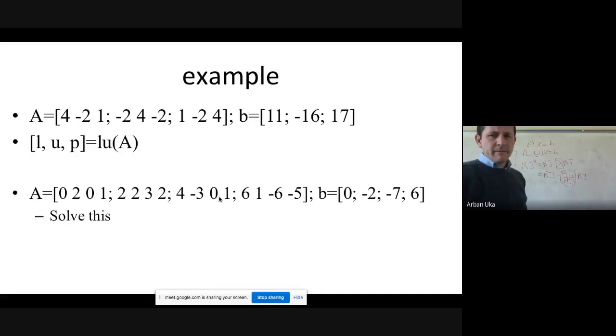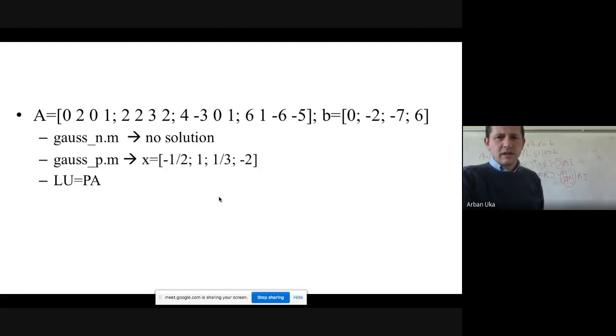And this is how we run these. Here we have an example. I don't remember if we did this one last time, but if we didn't, you can do this on your own. The matrices you can copy paste from here.